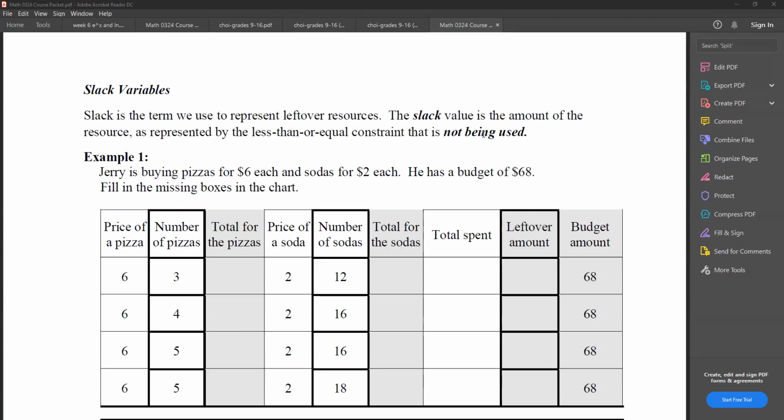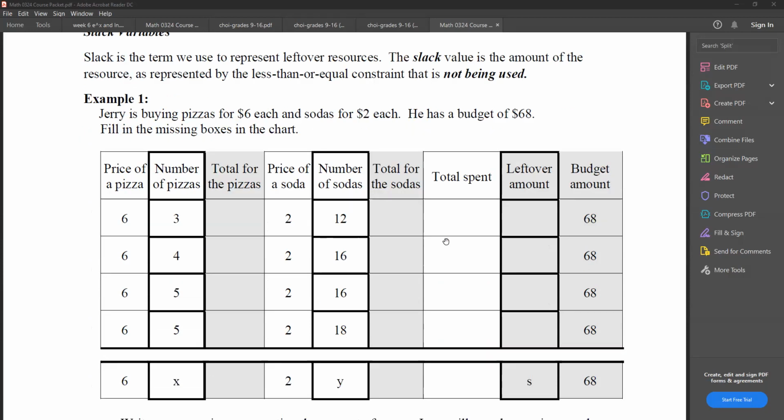All right, so we're gonna see what she's doing here. Okay, Jerry is buying pizzas for $6 each, and sodas for $2 each. He has a budget of $68. Fill in the missing. Okay, so we're just filling the chart.